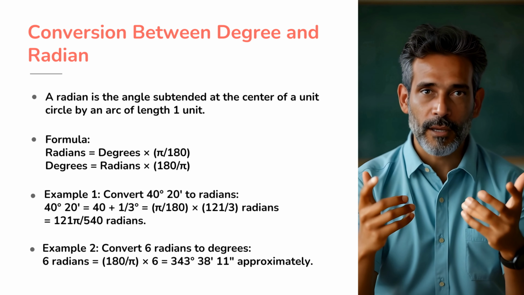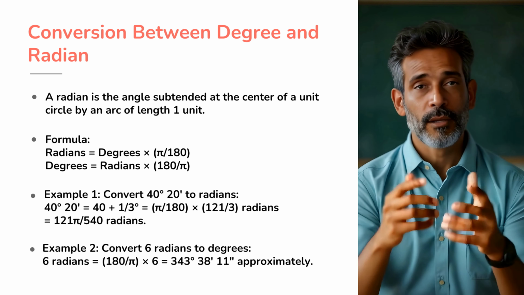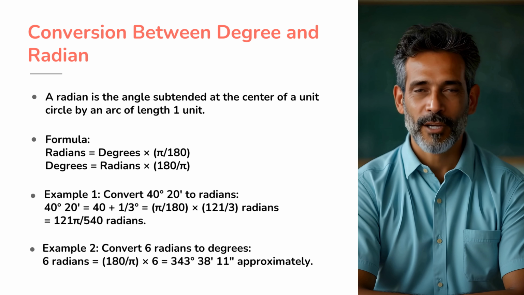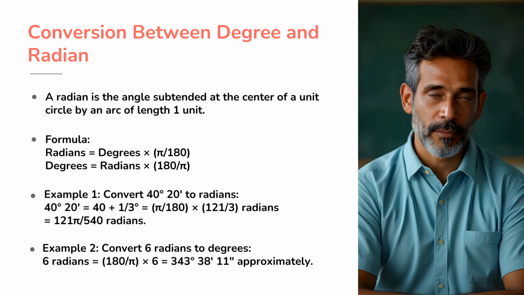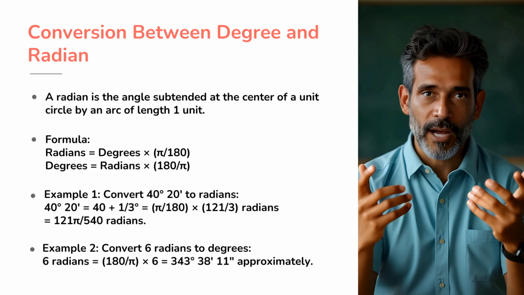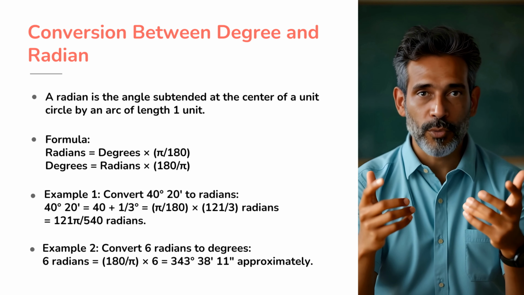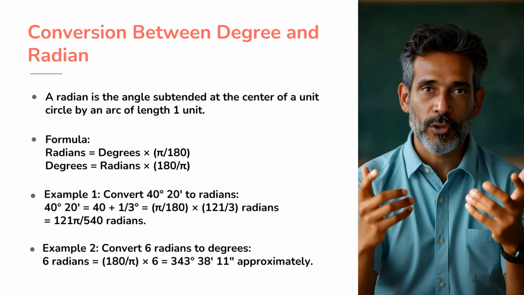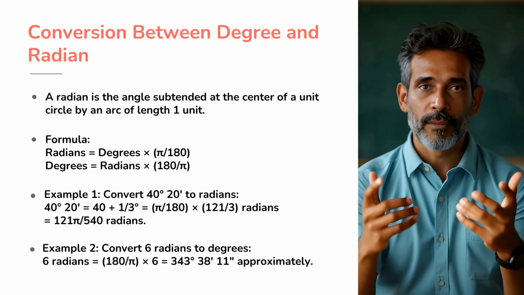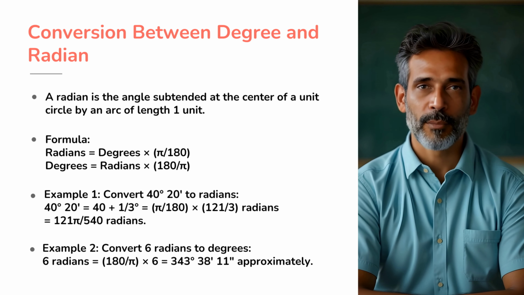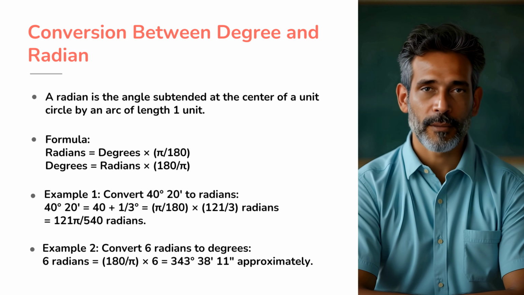Here's an example. Convert 40 degrees 20 minutes to radians. First, we know that 1 degree equals pi divided by 180. So, 40 degrees 20 minutes is equal to 40 plus 1/3 degrees, which we can then multiply by pi divided by 180 to get the radian measure. This gives us approximately 121 pi divided by 540 radians.